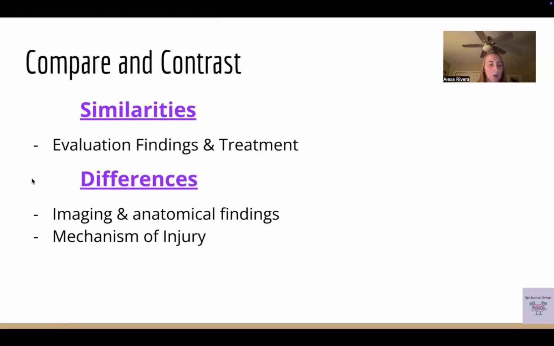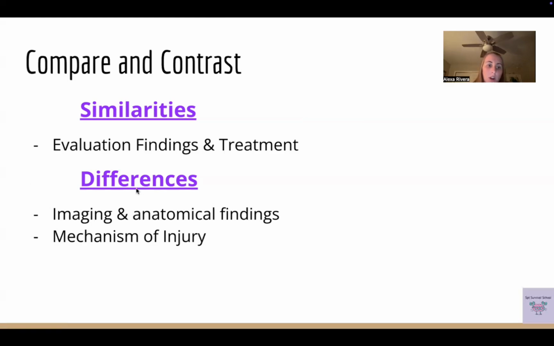Now, to compare and contrast the conditions, you're going to see across the board for the three spondies, the evaluation findings and treatment are going to be similar to some degree. Evaluation findings are going to be that flexion is alleviating and extension is aggravating. So treat what you see: treat with flexion and avoid extension. Also, decreased range of motion, typically from being in pain.